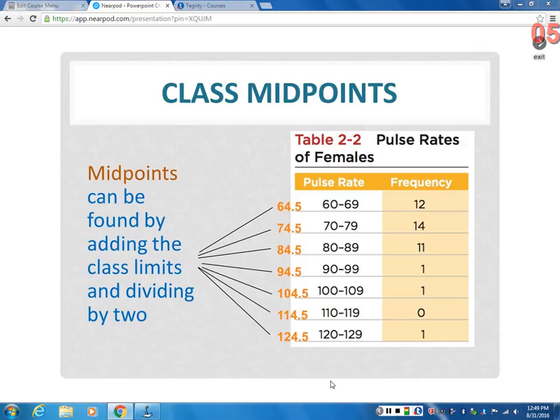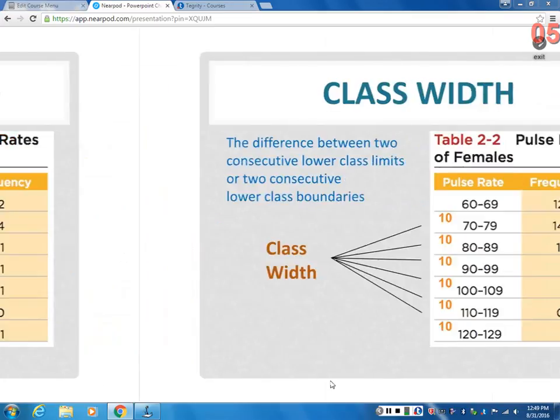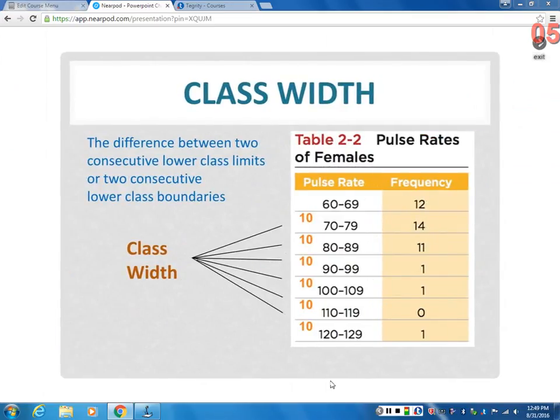That class width is very important in that table. And that class width all the way throughout that table is 10. So the class width is the difference between two consecutive lower class limits. Class midpoint is halfway between the upper and lower class limit.